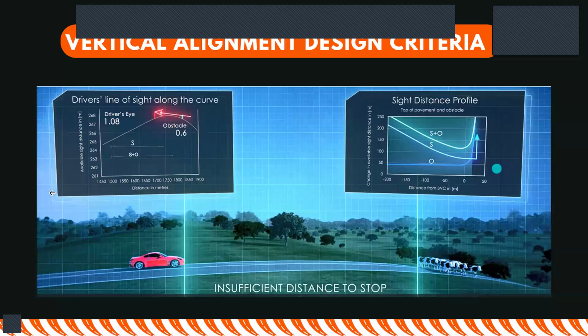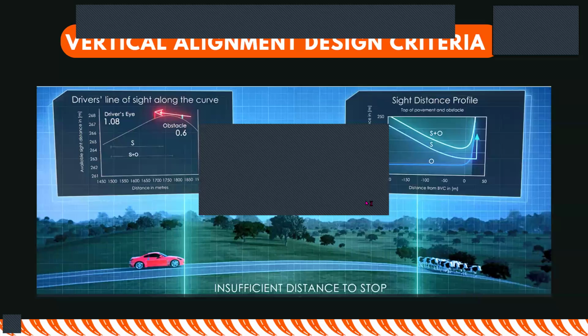Fantastic. Now, number two, when we talk about vertical alignment design, I want you to picture this as if you are seated on the side of the road, looking at it from the side. What do you see? You just see a line, the outer rim of the road. That is what we call the vertical alignment. You'll see the road going up and down.